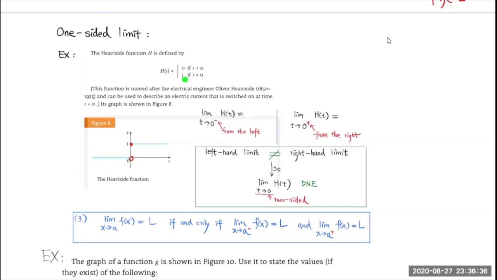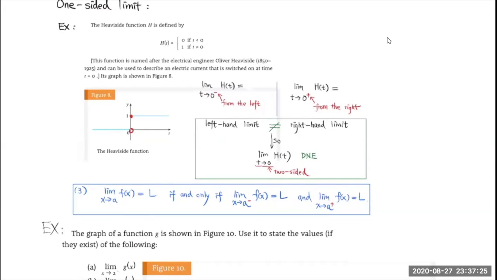h of t is equal to 1 when t is greater than or equal to 0. So when t is greater than or equal to 0, it's this horizontal ray right here. Because this one has an equal sign, there should be a solid dot right here. This function can be used to describe an electric current that is switched on at time t equal to 0. Before this time it is off, so the function value will be 0. But once you switch it on, the current will be 1. So you have the current right here.